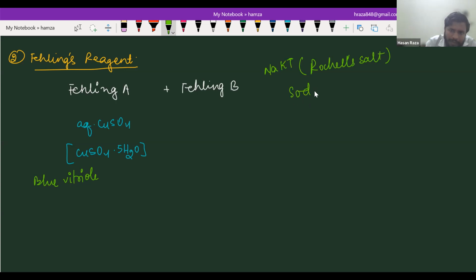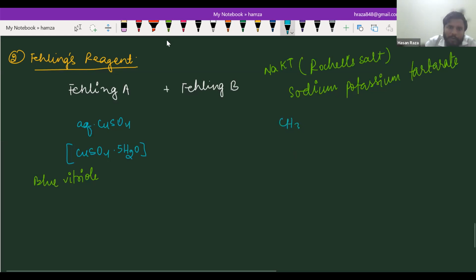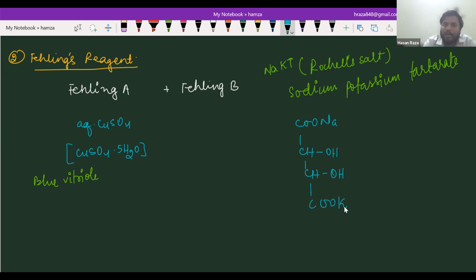We also call it NaKT, a common name like sodium potassium tartrate. T is for tartrate. Sodium potassium tartrate also has a chemical formula. I'm going to write it: COONa, CHOH, CHOH, COOK. This is known as Rochelle salt, sodium potassium tartrate.